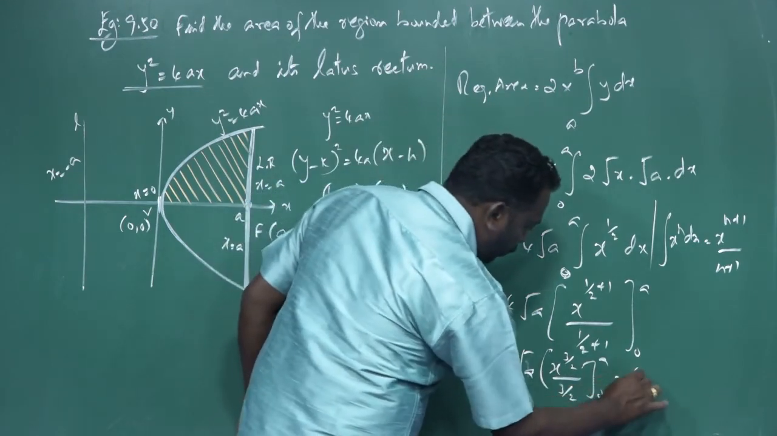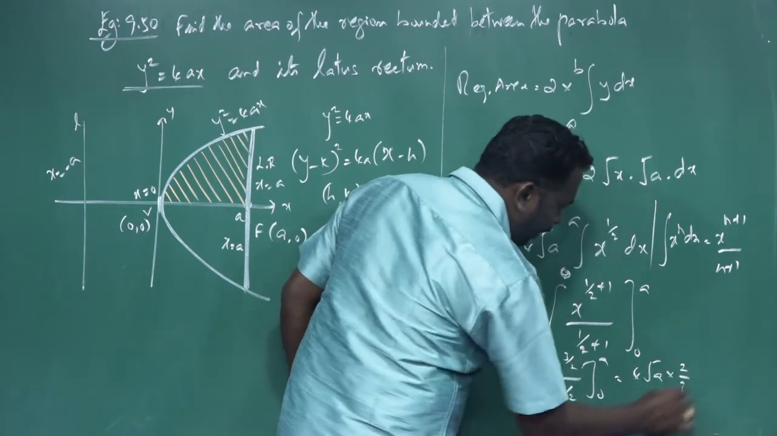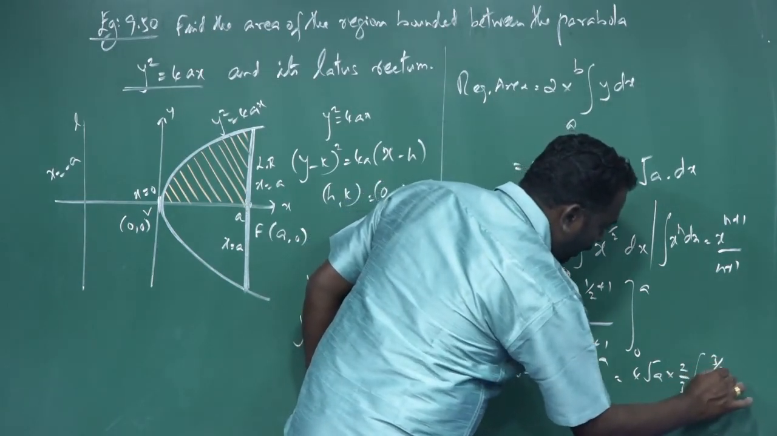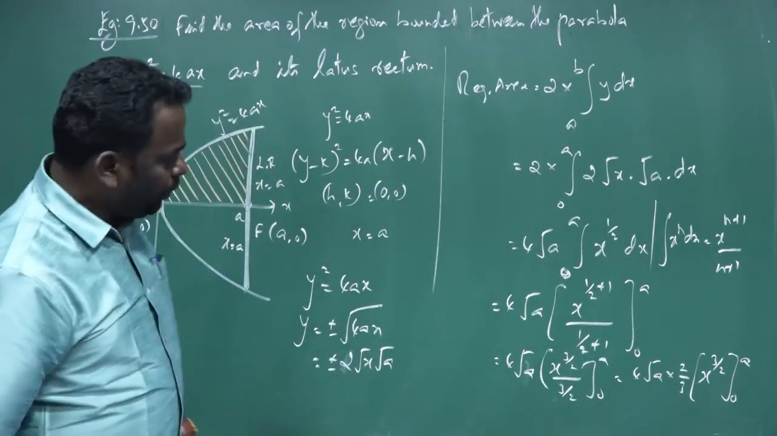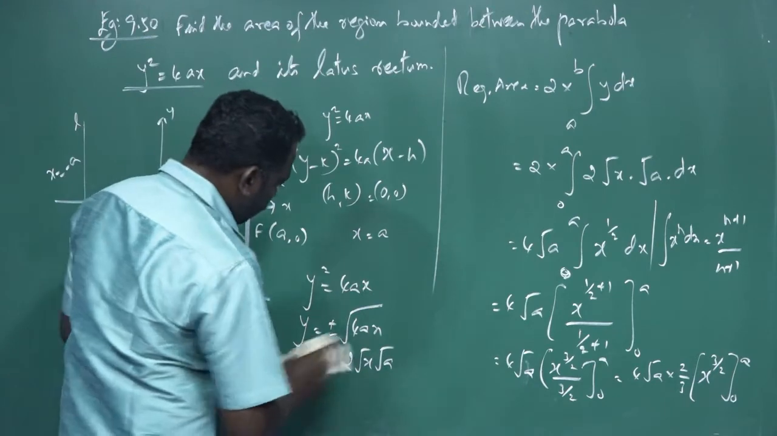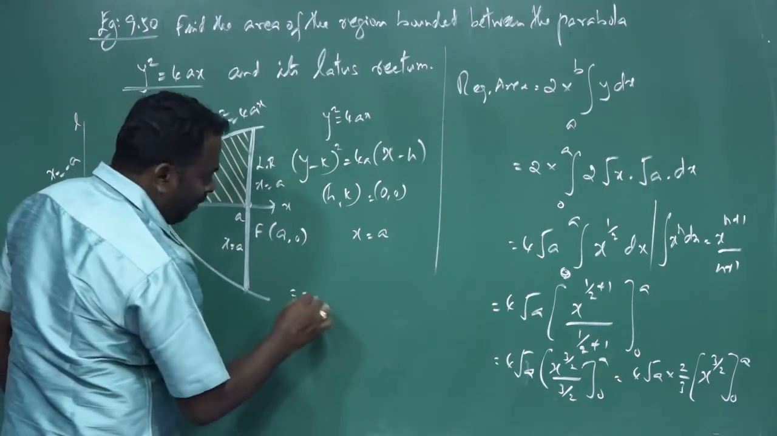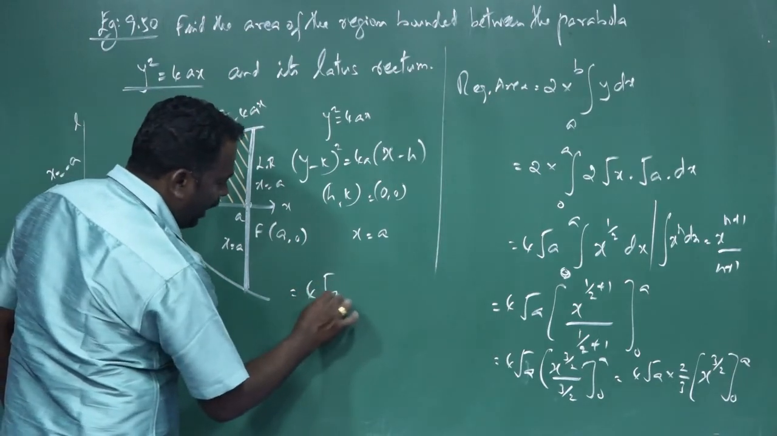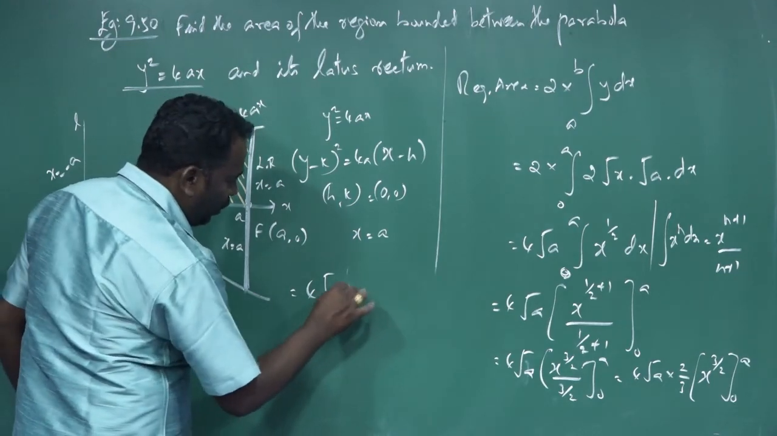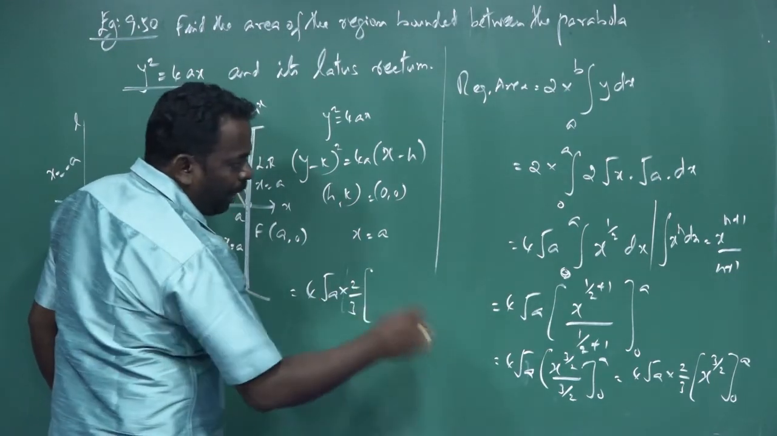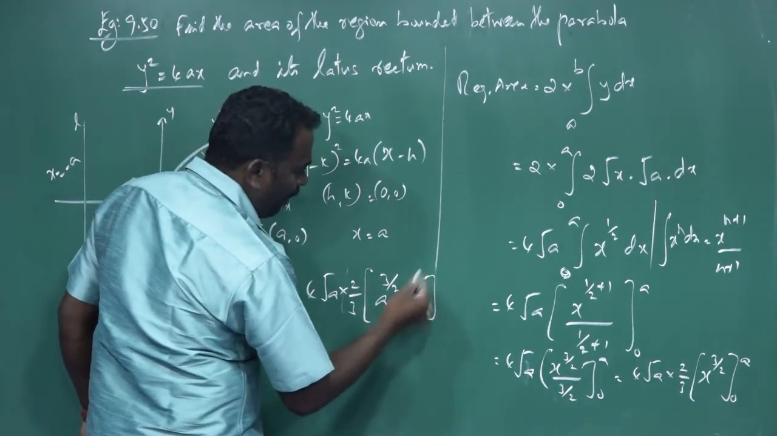Now that is equal to 4 root a into, take the reciprocal of the value, 2 by 3, then within the bracket x power 3 by 2. The limits are 0 and a. Now just substitute the upper limit and lower limit values. What is outside? 4 root a is outside the integral, and one more term, 2 by 3, is also remaining. Upper limit equals a power 3 by 2 minus lower limit equals 0. 0 power any value becomes 0.